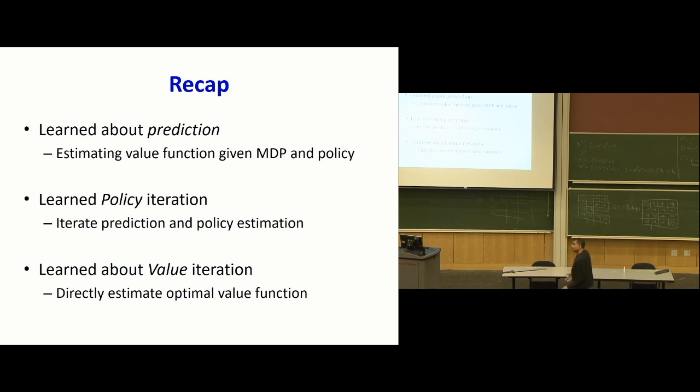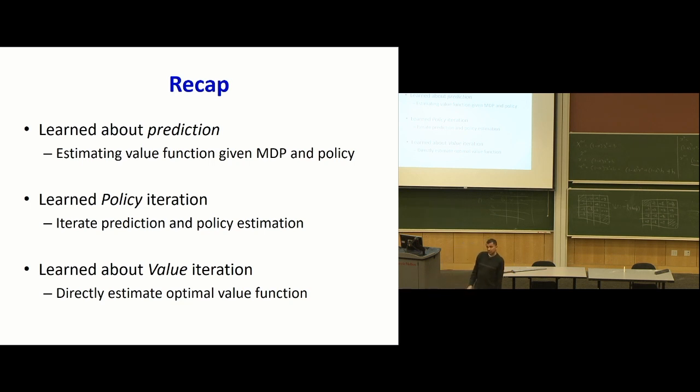We learned about policy iteration where you were alternating prediction and policy estimation. So you started with a policy, you run these prediction iterations to compute the values for all the states, and then given the values, you computed the new policy. Then you went back and computed the prediction iteration for all the states, computed all of the values, re-estimated the policy, and so on. So this was the policy iteration.